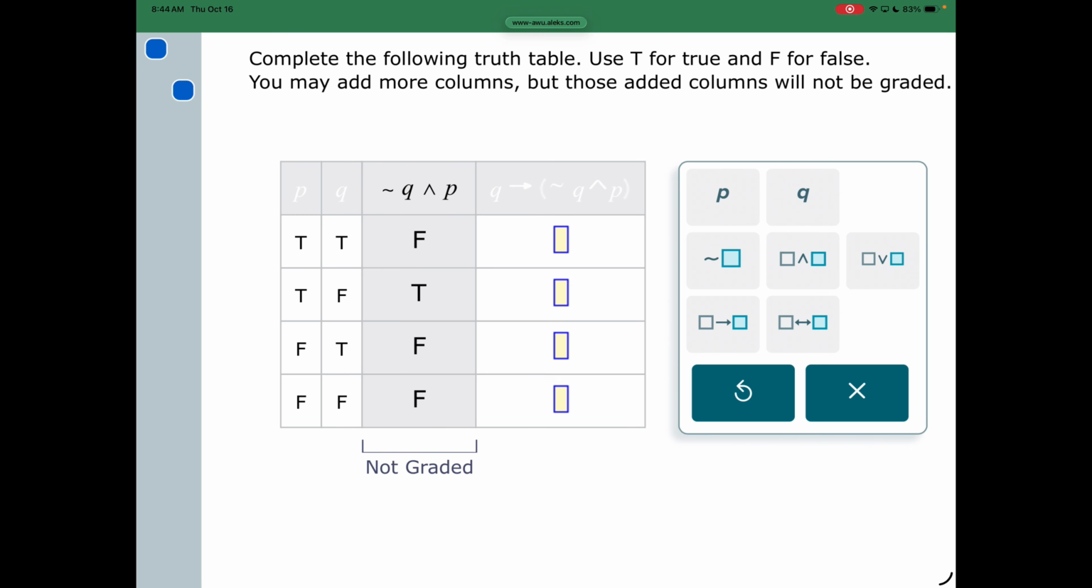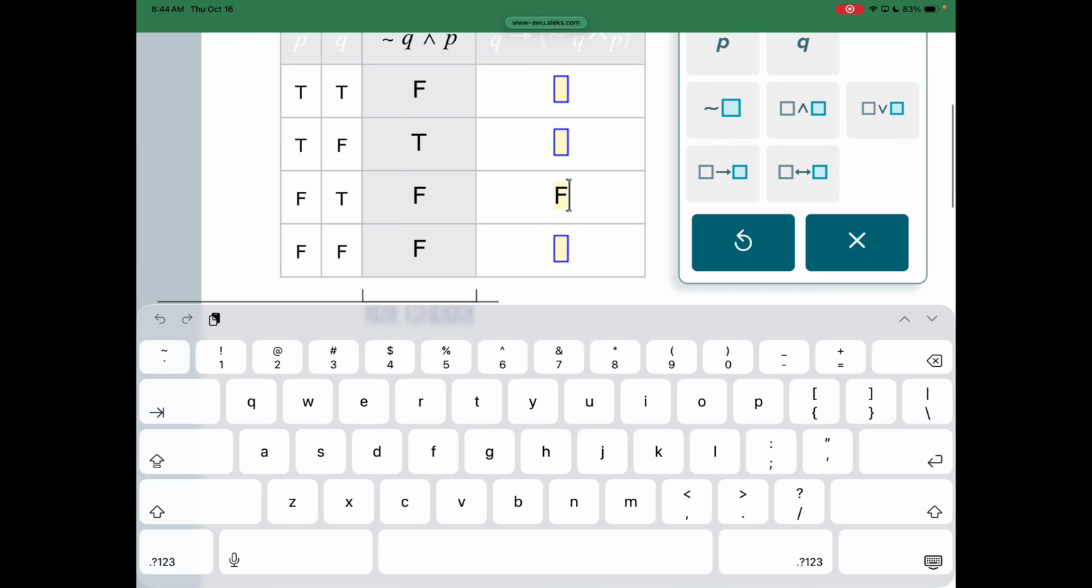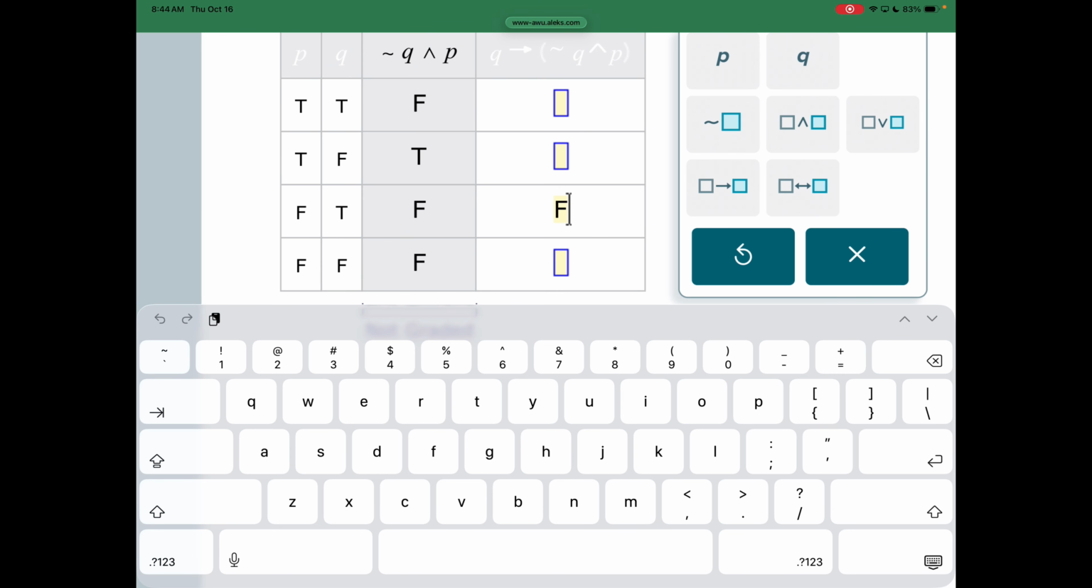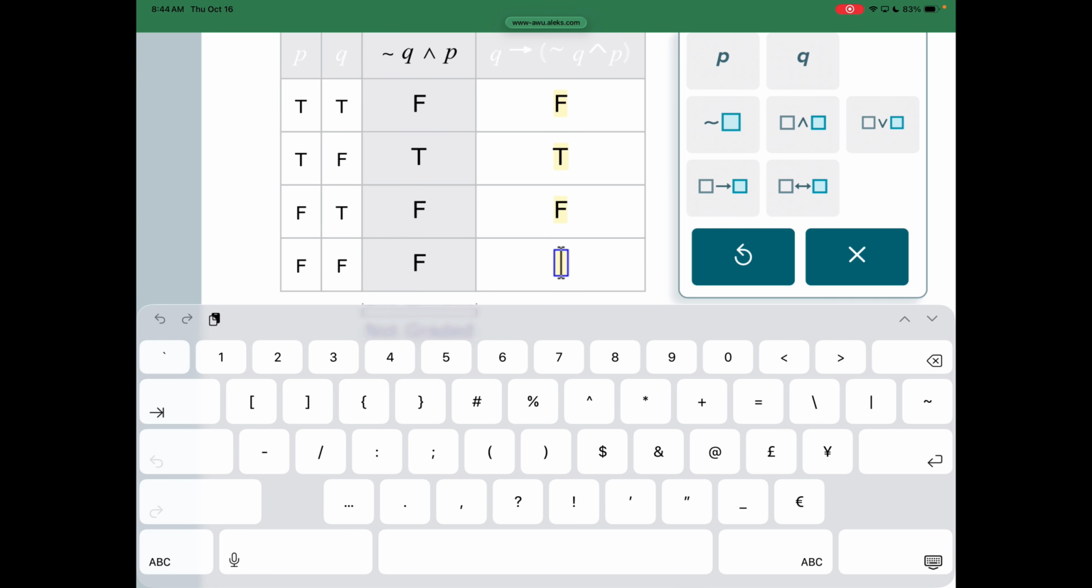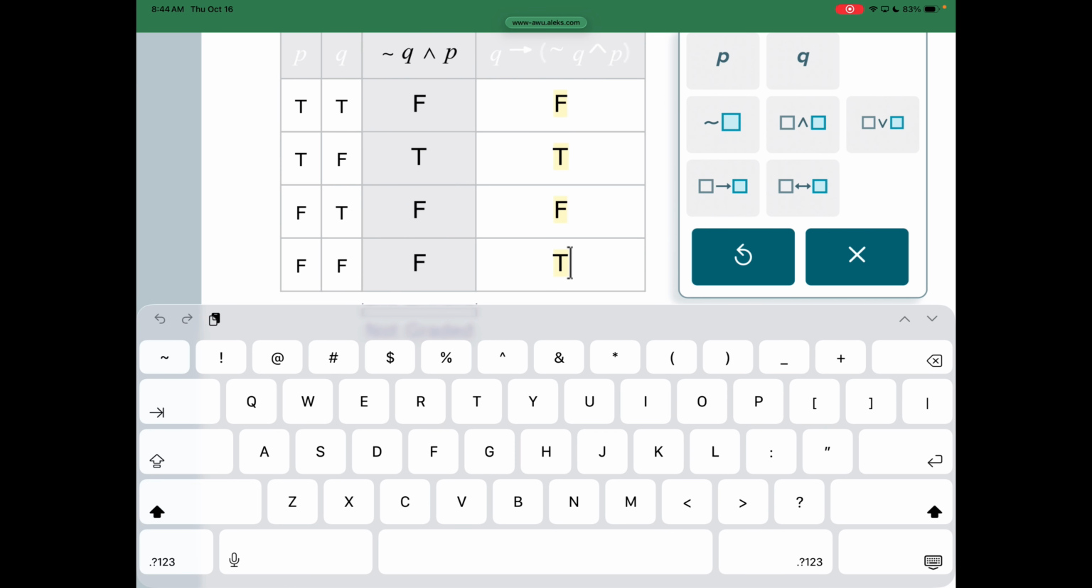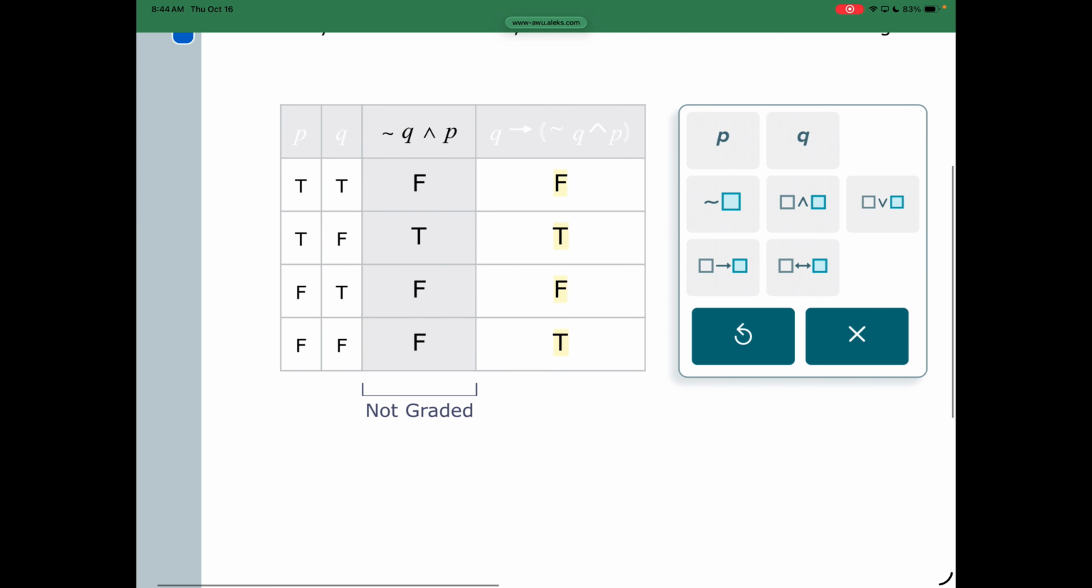So it's only false when the first is true and the second is false. So I'm looking at the second and the third column now. And then, oh wait, you got 2 of these, don't you? When the first is true and the second is false. So not always just one. It is possible to get more than one there. So if the first is true and the second is false, then the answer is false.